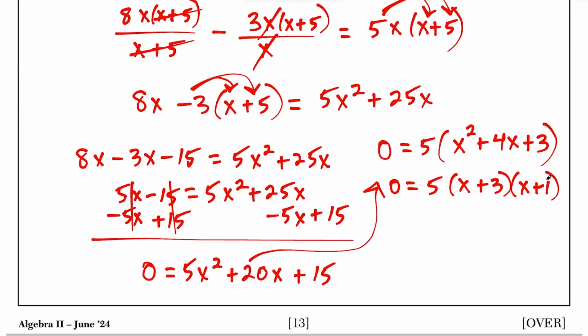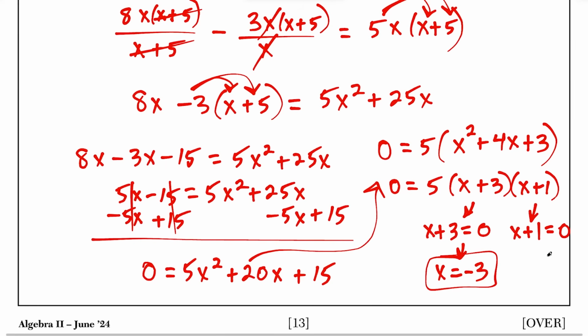Because if I do the sum here, 3 plus 1 is 4, and 3 times 1 is 3. And now don't set 5 equal to 0, because that's just a silly statement to make. But you could set x plus 3 equal to 0, and you could set x plus 1 equal to 0. And then from here, this first equation is going to tell us that x equals negative 3 is a solution. And also this equation is going to tell us x equals negative 1 is a second solution.